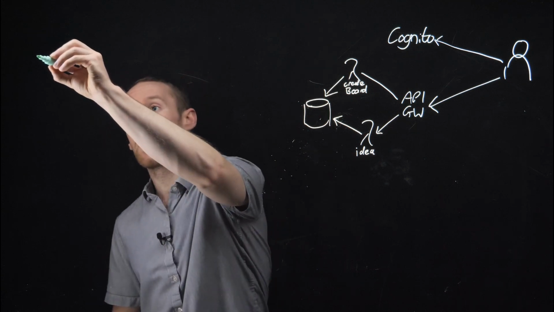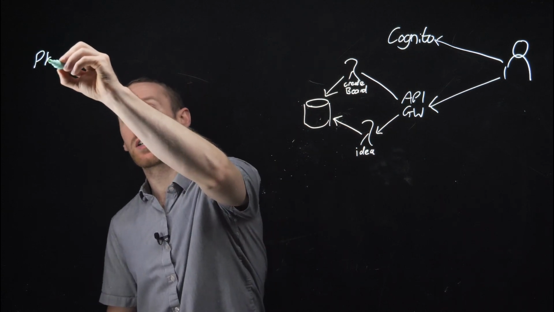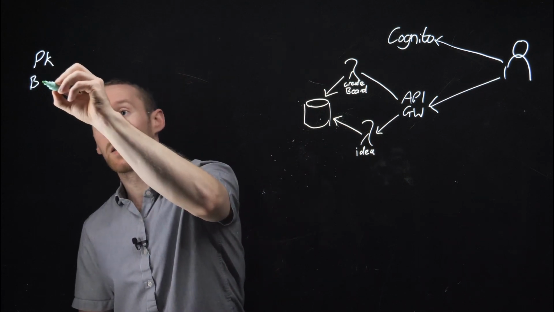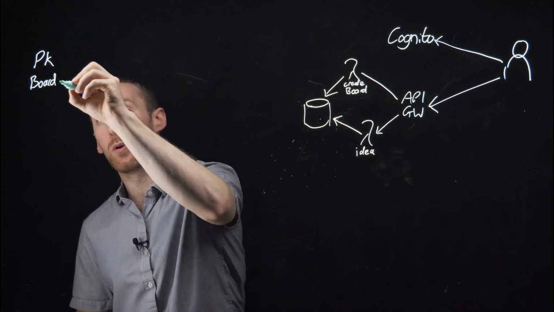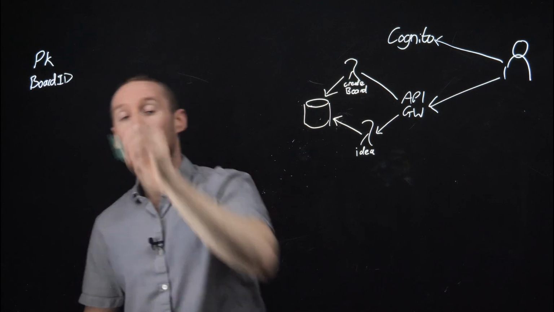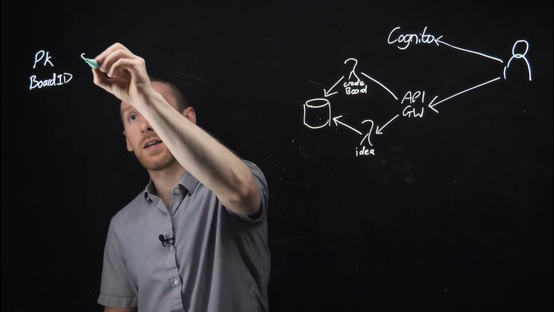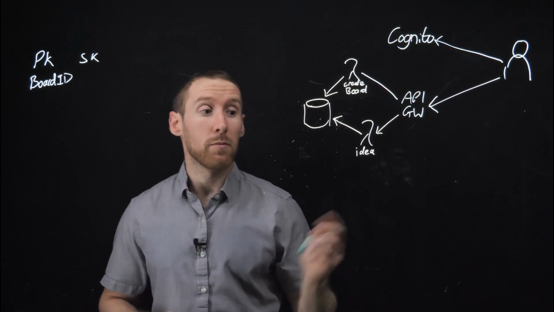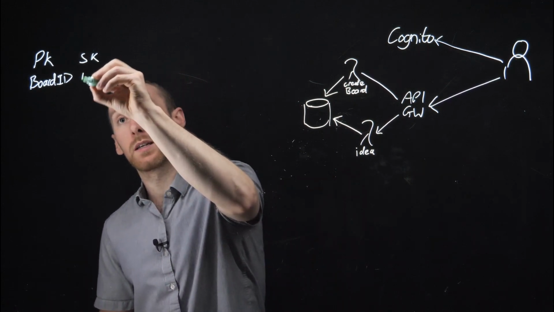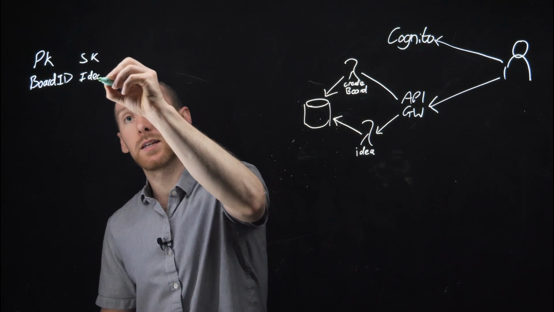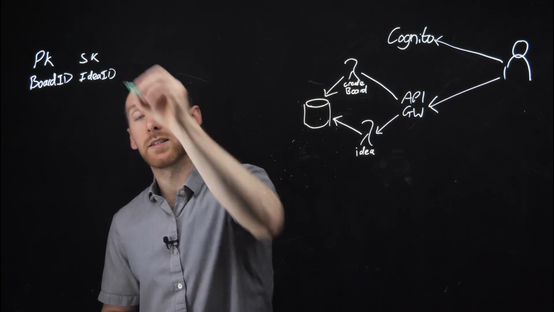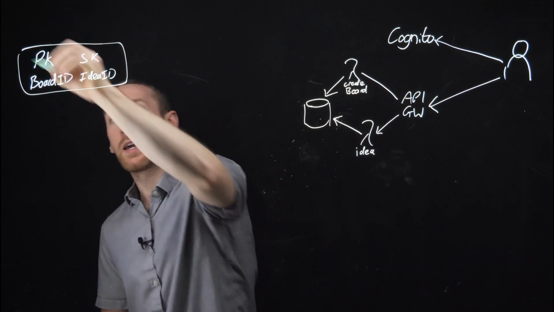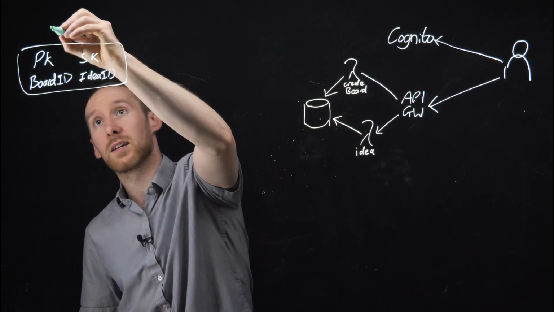So what we need is a partition key, and the partition key is going to be the board ID, and then the sort key. That can be basically whatever we want, but I'm just going to go with the idea ID. And this is all for ideas.